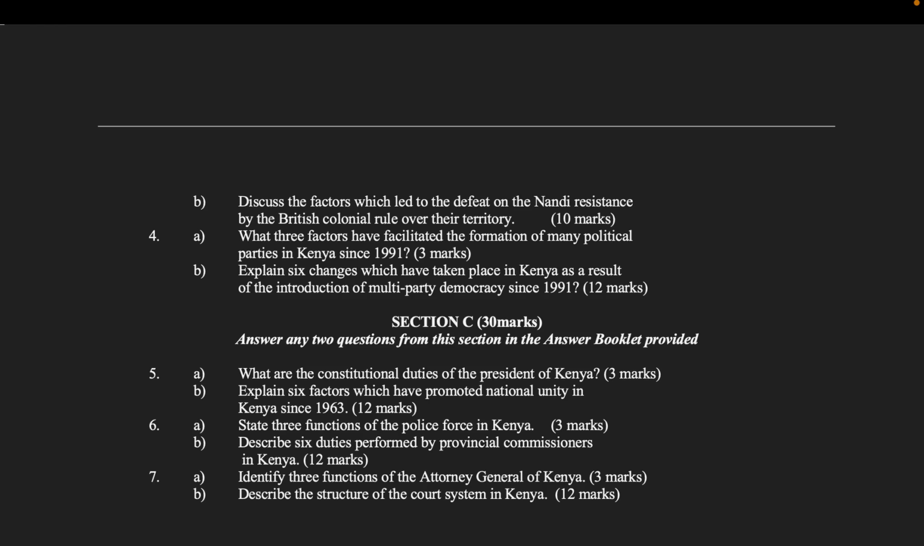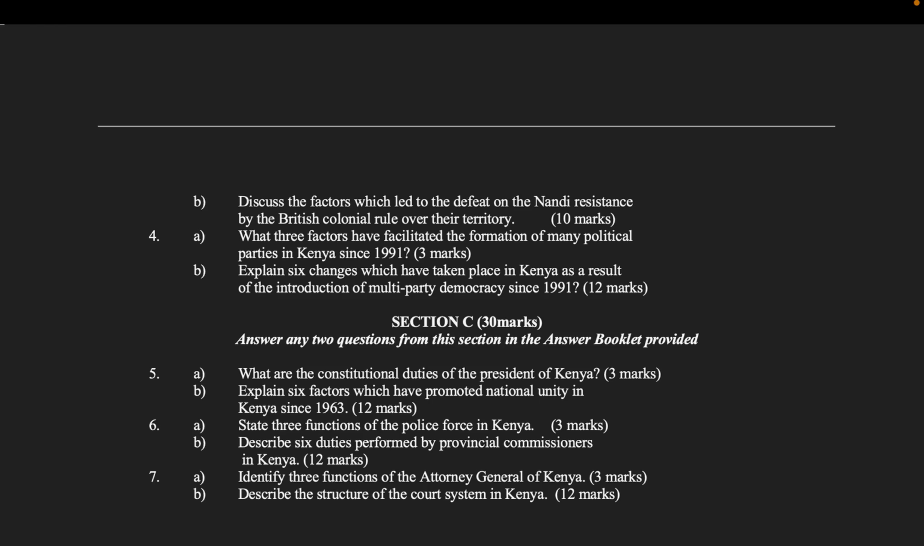4. A. What 3 factors have facilitated the formation of many political parties in Kenya since 1991? 3 marks. B. Explain 6 changes which have taken place in Kenya as a result of the introduction of multi-party democracy since 1991. 12 marks. Section C, 30 marks. Answer any 2 questions from this section in the answer booklet provided.